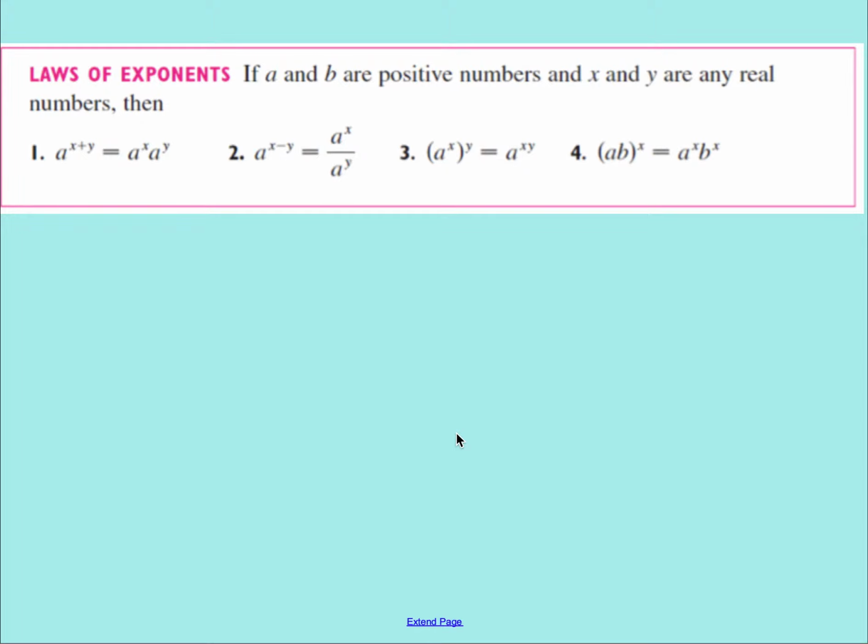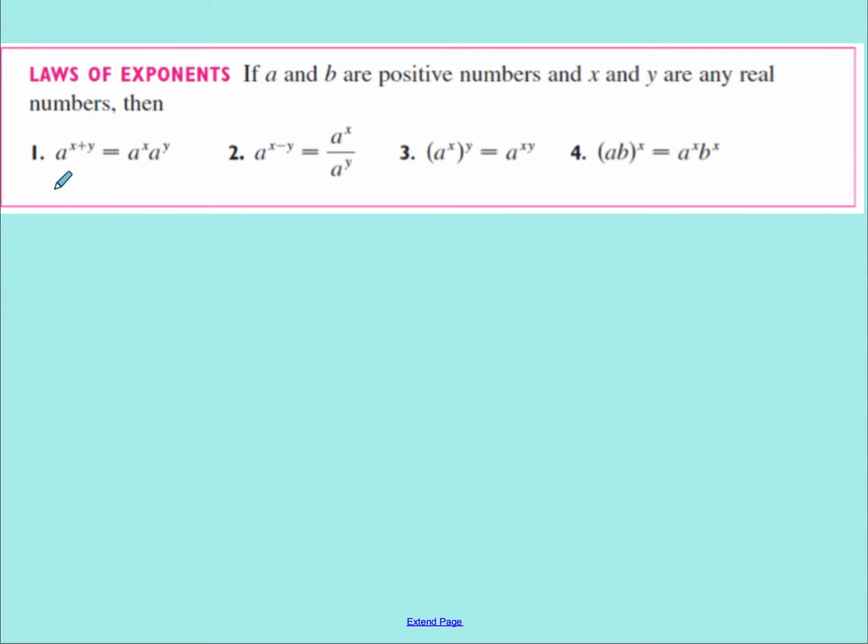All right, we're going to go ahead and review laws of exponents. So looking at this example, if a and b are positive numbers and x and y are real numbers, then these are our laws of exponents. So if I have a to the x times a to the y, when you multiply, we add our exponents.